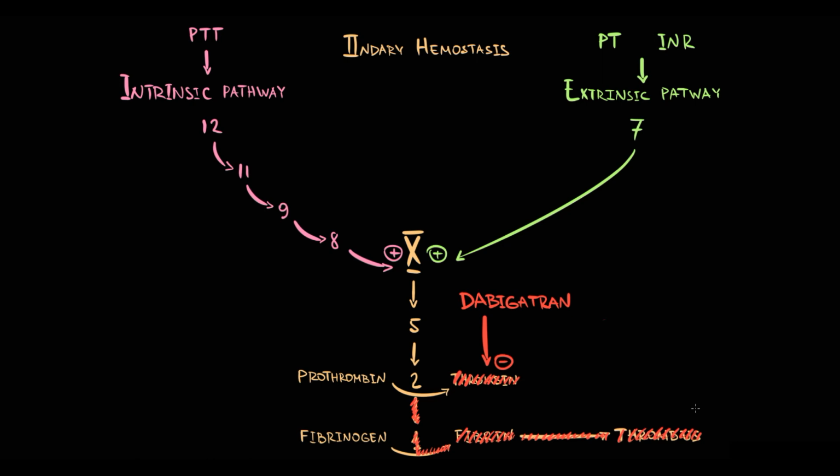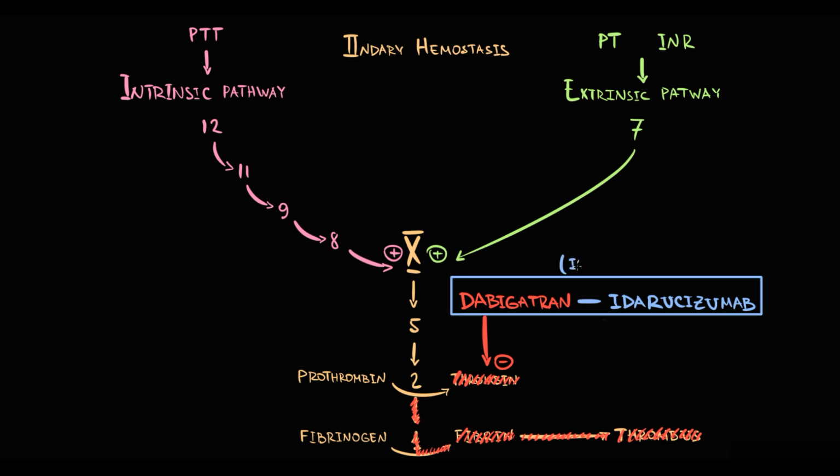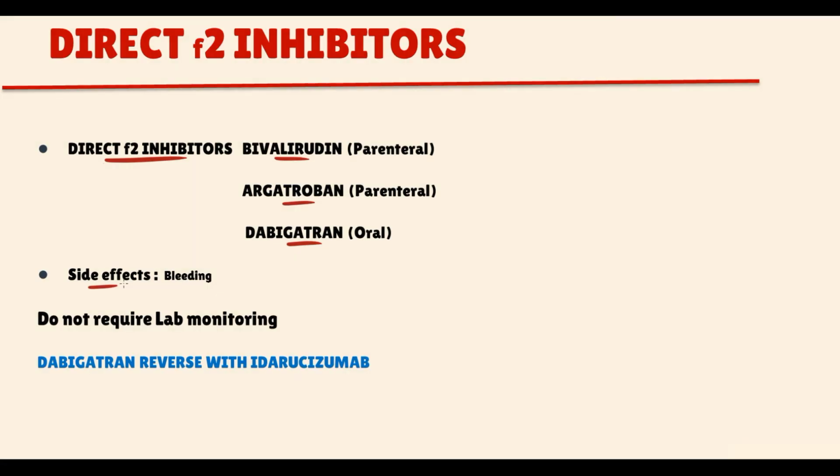And we have to know that in case of overdose by dabigatran, we have to use idarucizumab as an antidote. The concept here is that idarucizumab binds to dabigatran and inactivates it. And by this we can reactivate thrombin, that in the end will provide formation of a thrombus. And as we said, direct factor 2 inhibitors are relatively safe drugs, so there are no significant side effects.